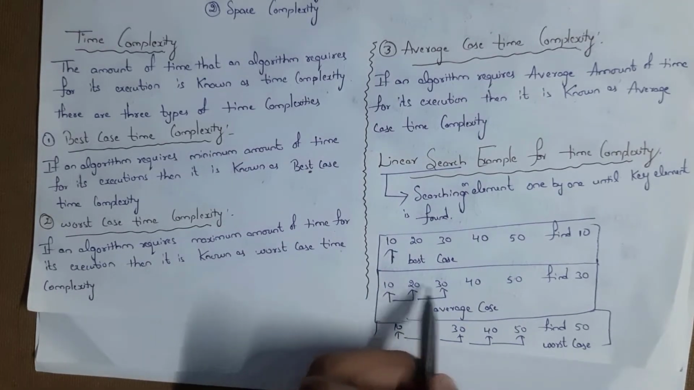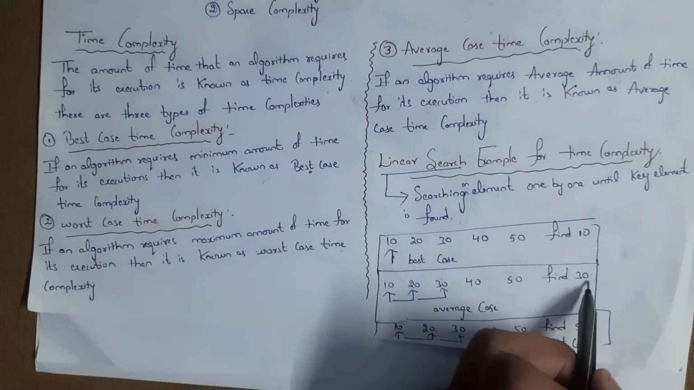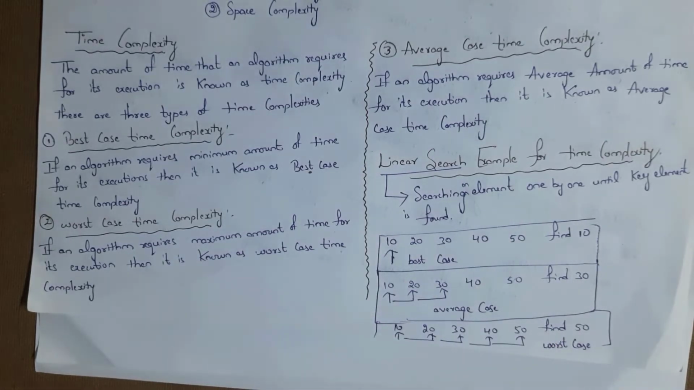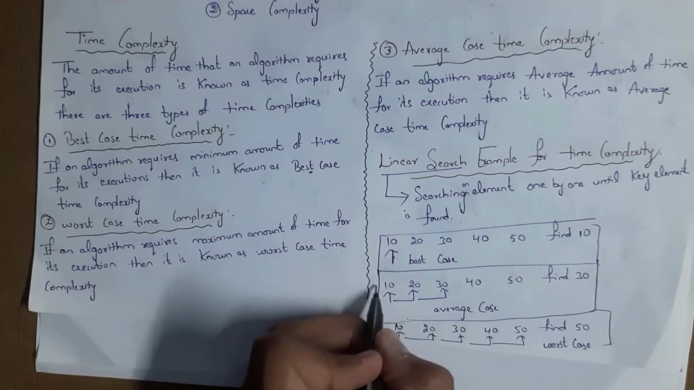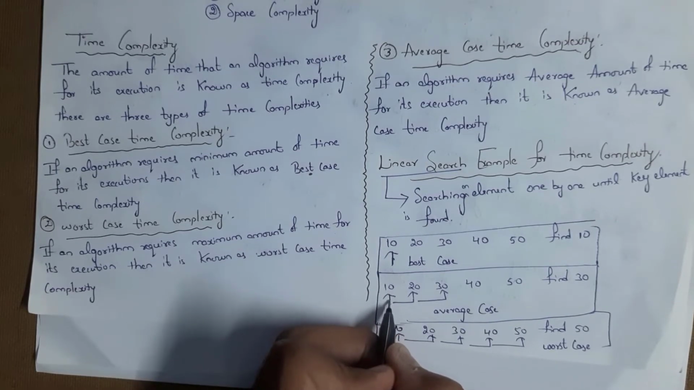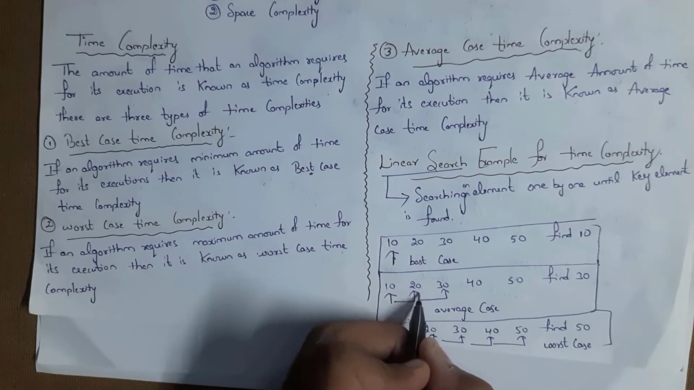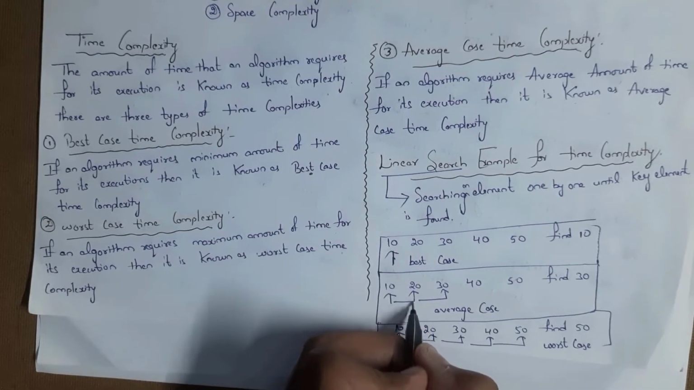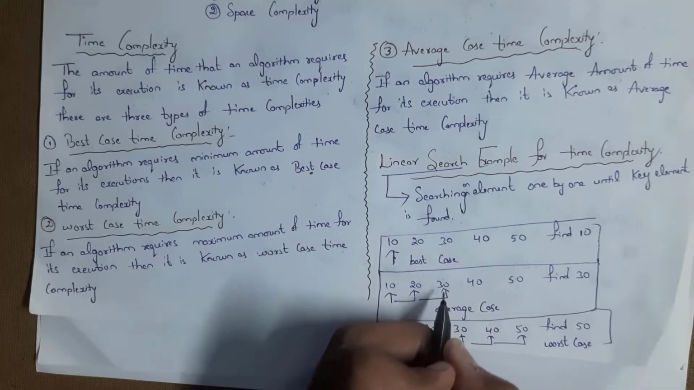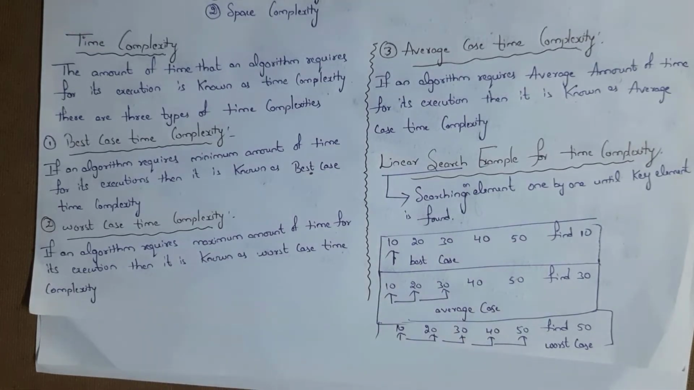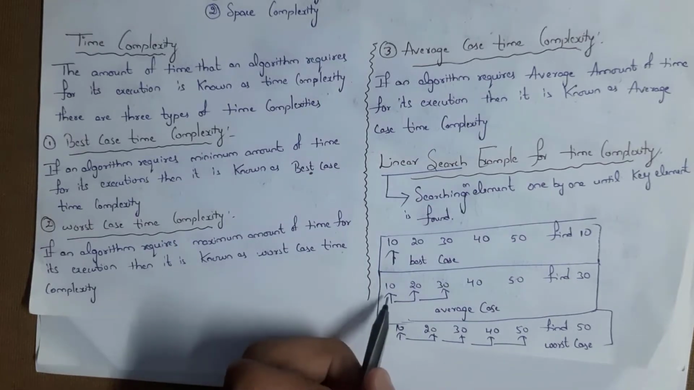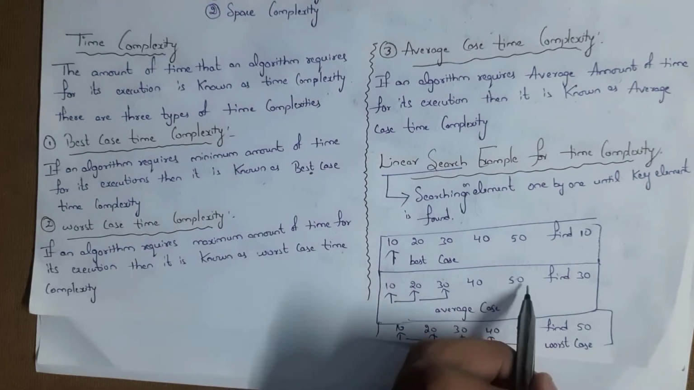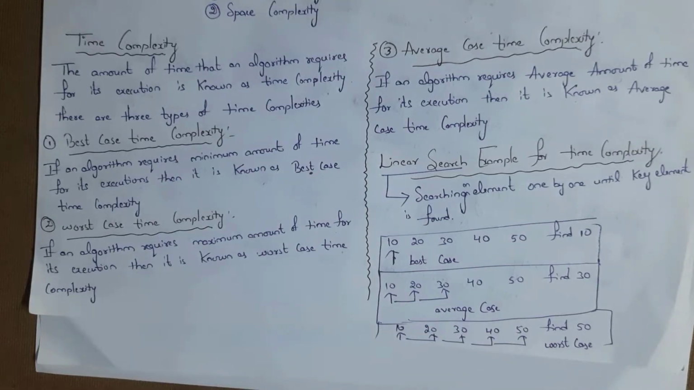And another example, this is the same example. Here I want to find element number 30. We will start searching from the first. 30 is not found at first position, so then we will move to the second position. The element 30 is not present in the second position, so again we will move one step forward. We got our element 30 in the third position. It did not take minimum amount of time and it did not take maximum amount of time, so it is known as average case time complexity.